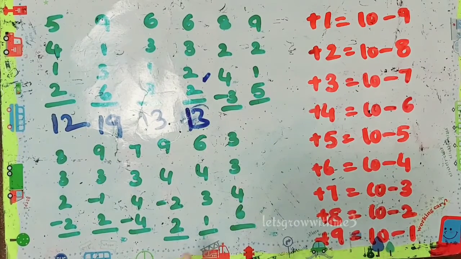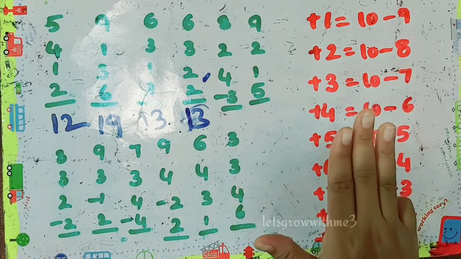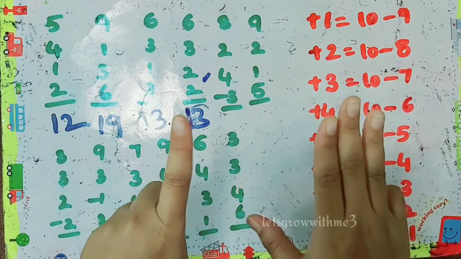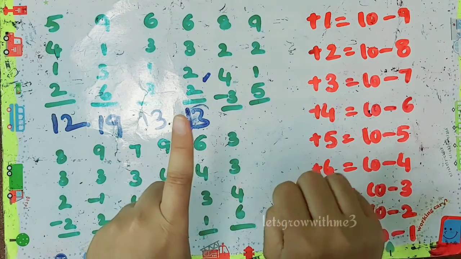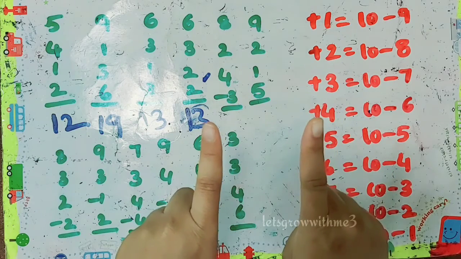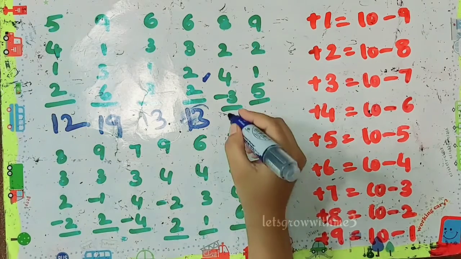8. 5 plus 3, 8. Then plus 2. So again we need to go for the big friend. Plus 10 minus 8. Then plus 4. Then minus 3. So again we need to subtract 3. So the answer is 11.